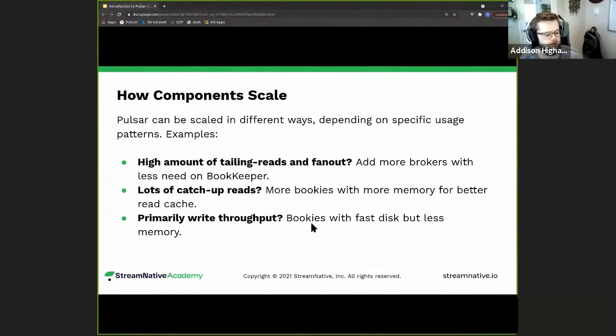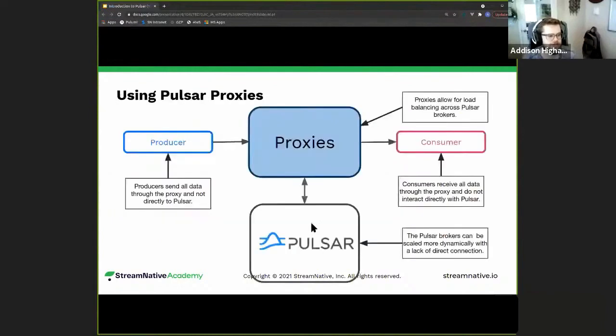And this same tiered architecture also provides a lot of flexibility. So if you have different use cases, you can really tailor a Pulsar cluster for your needs. If you have a high amount of what we call tailing reads, so a lot of connections to get their own copy of a message, you can add more brokers. You don't need to worry about scaling your BookKeeper tier as much, because that's primarily going to be served out of the BookKeeper caches. Whereas if you have lots of historical data, maybe you have periodic processes that read historical data, you may not need as much on the broker. You're going to have more bookies with more memory for better read caching. Versus if you just have write throughput, once again, you don't need as much on the broker. You're going to need more bookies with fast disk and less memory.